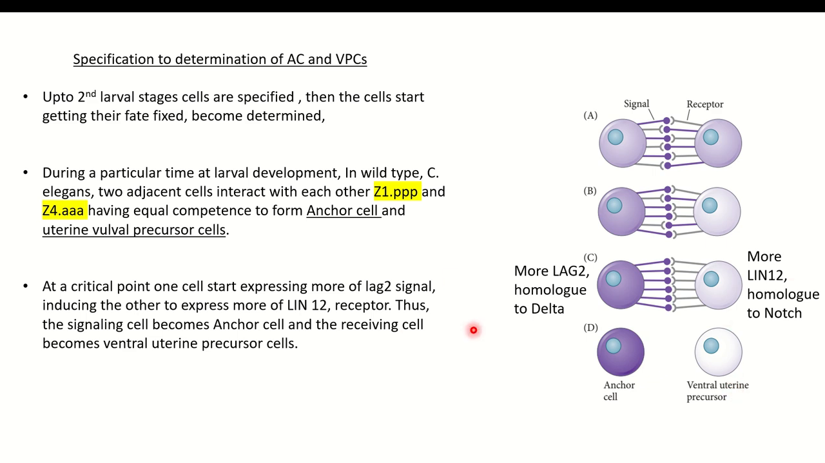Thus the cells are specified through this random chance event, and at a critical point one cell starts expressing more of the lag2 signaling, inducing the other to express more of the Lin12 receptor. Thus a signaling cell which secretes the signal becomes the anchor cell, and the receiver, which has more of the Lin12 receptors, forms the vulval uterine cells.